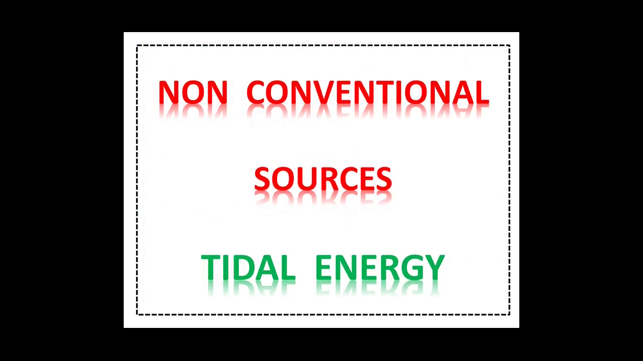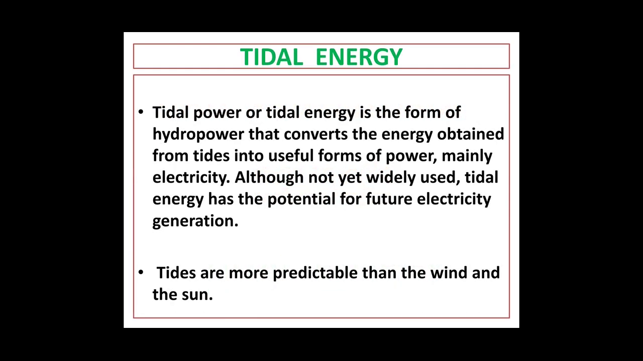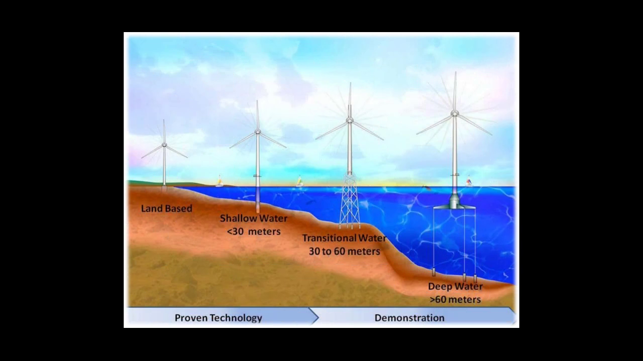Now the next in the list is tidal energy. Tidal energy is another non-conventional source. Tidal power or tidal energy is a form of hydropower that converts energy obtained from tides into a useful form of power, mainly electricity. Now the tides are more predictable compared to wind and solar energy. So yes, this is another upcoming or being developed source of energy all over the world as well as in India. So let us see the picture.